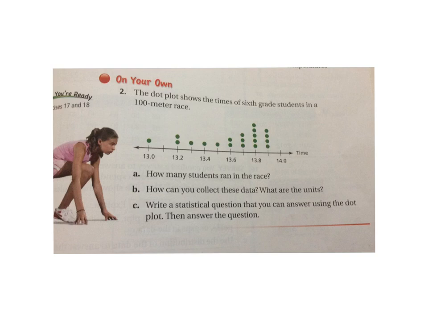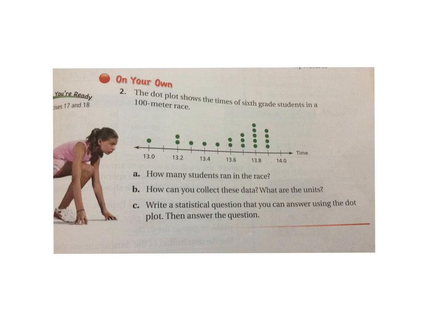How can you collect these data, and what are the units? So the dot plot shows the times of 6th grade students. So to collect this data, you could just time the students using a stopwatch. And the units look like they're in seconds. 13 seconds, 13.2 seconds, 13.8 seconds, and so forth.